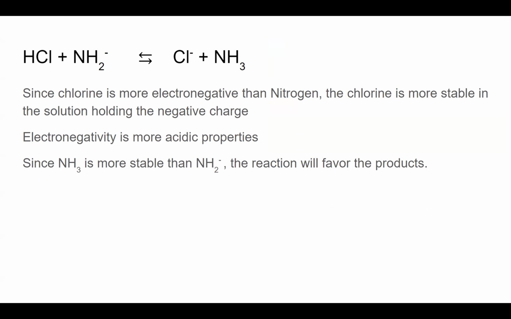Here's an example. With NH2 minus, I would consider it not very stable. Therefore, when we add HCl, it's automatically going to gravitate towards the hydrogen and pull it off the chlorine. Because ammonia is very stable and chlorine is very stable, this reaction is going to favor the product side right here.